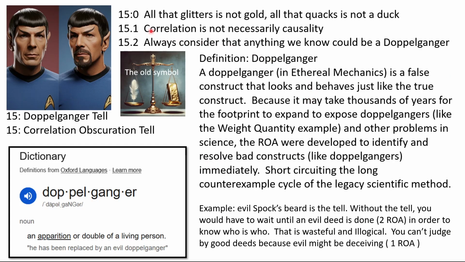Rule of Acquisition 15 is the Doppelganger Tell. All that glitters is not gold. All that quacks is not a duck. Correlation is not necessarily causality, and always consider that anything we know could be a doppelganger.